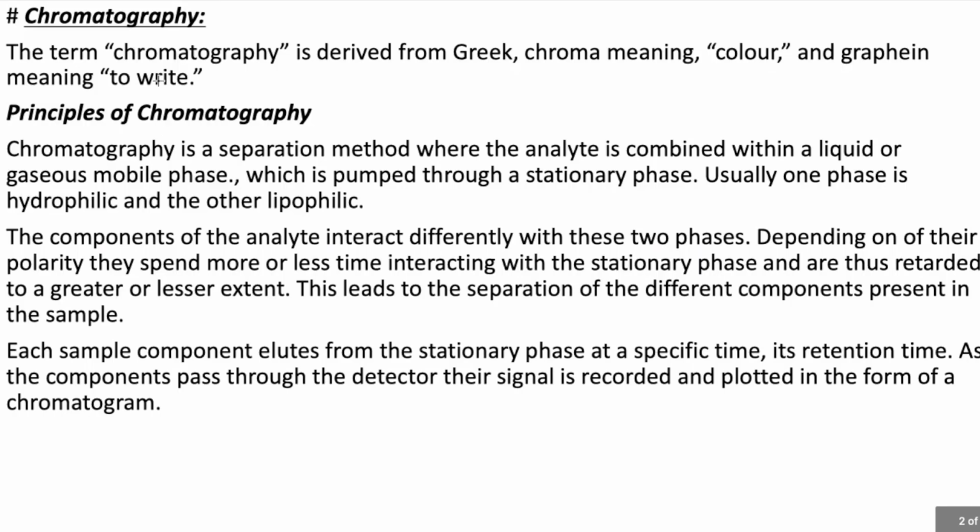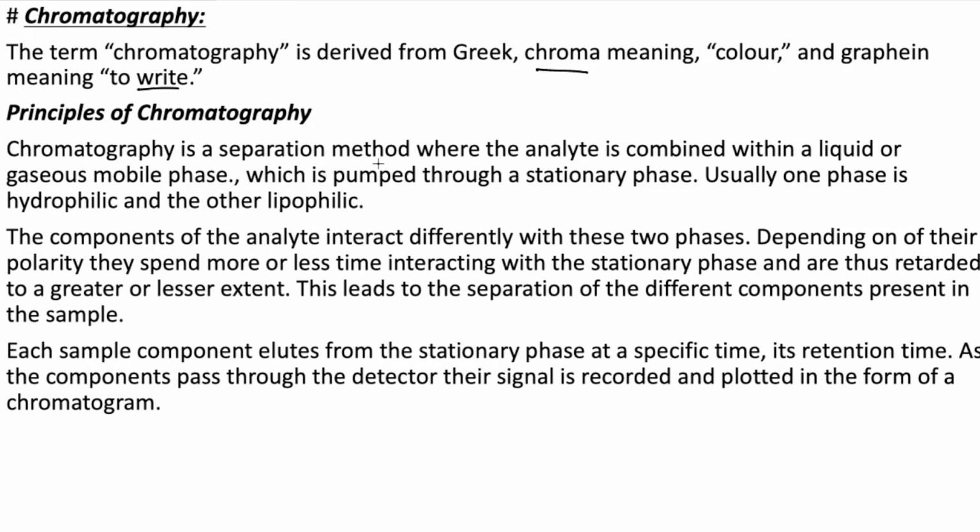Alright, so the basic definition of chromatography says that it is derived from a Greek word called chroma, which means color, and graphein, which means to write. So chromatography is a technique where we use color as a tag to see where something is. The principle of chromatography is basically separation.